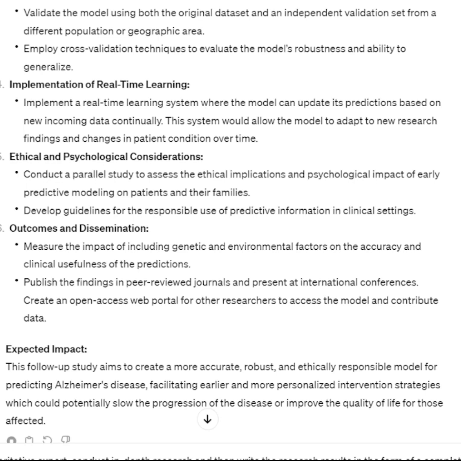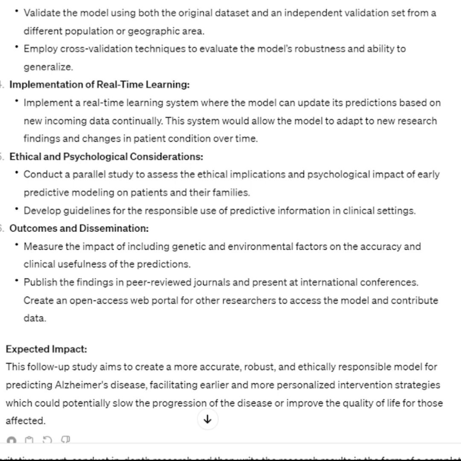4. Implementation of real-time learning. Implement a real-time learning system where the model can update its predictions based on new incoming data continually. This system would allow the model to adapt to new research findings and changes in patient condition over time.